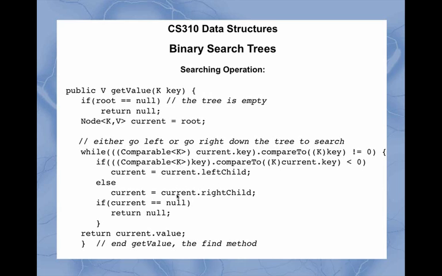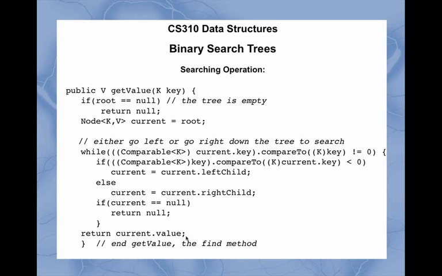Otherwise, we go right. Now then, if the act of going left or right has caused current to become null, it means that we have not found what we're looking for, and therefore we return null. But if we fall out of the loop because the key we're looking for and current key are the same, then we simply return the current value, and it has been found. So this is a fairly simple idea.